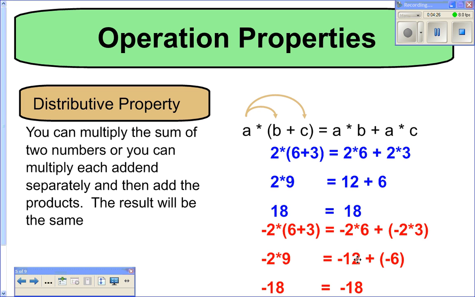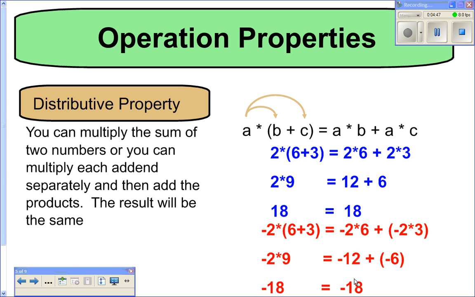And if we have negative 12 and we add another negative 6, we could say we're just adding more negatives, or we could say that adding a negative is the same as subtracting. So we have negative 12, we're adding another negative 6, we'll have negative 18.